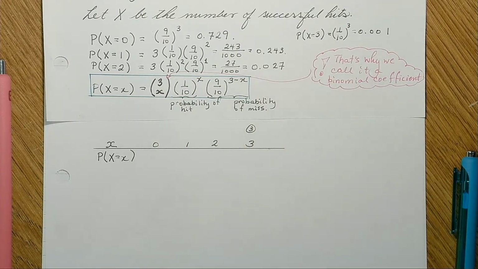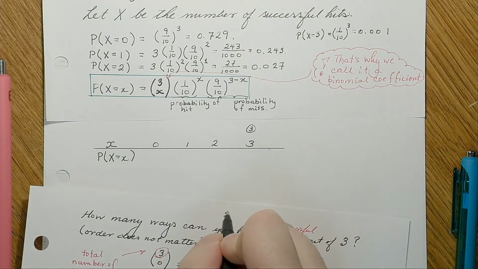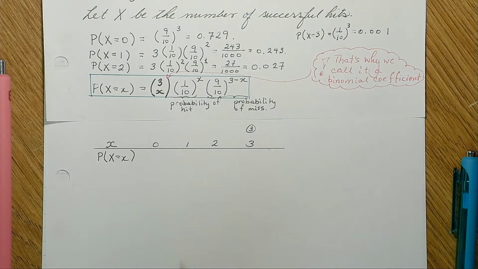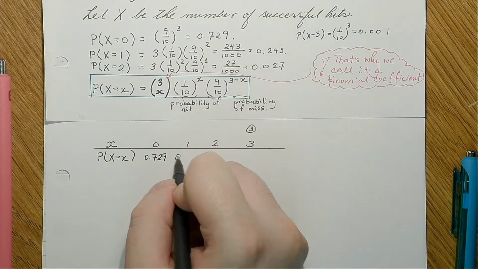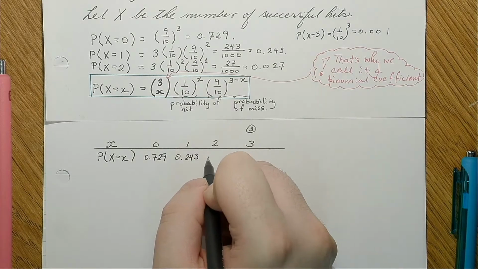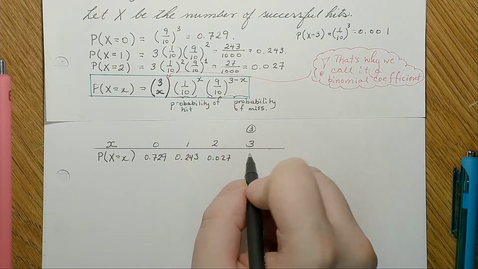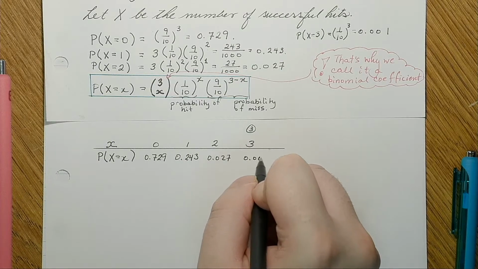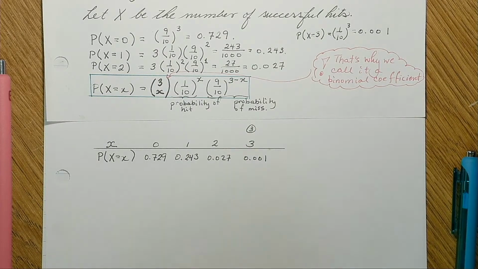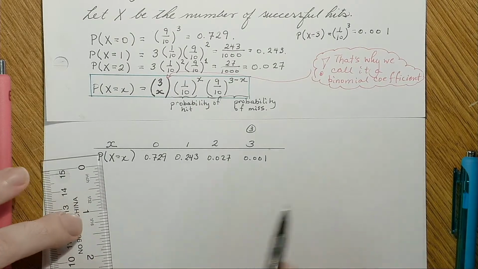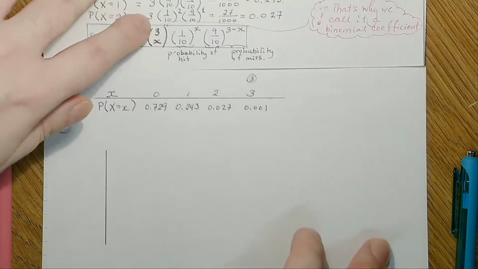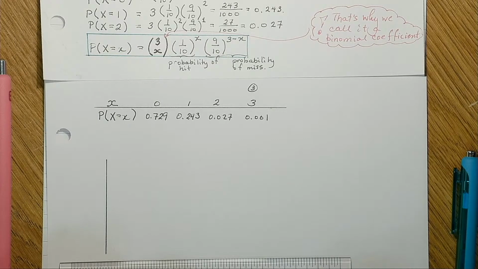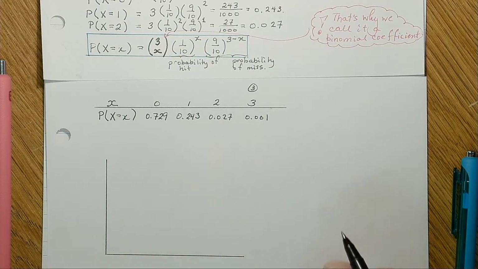Page 3. Make sure I label my pages. Page 2. So again, I can just copy down our numbers. And lastly, 0.001. So there's our PMF. We can also draw in a probability distribution. We can plot that. Give it a quick sketch.